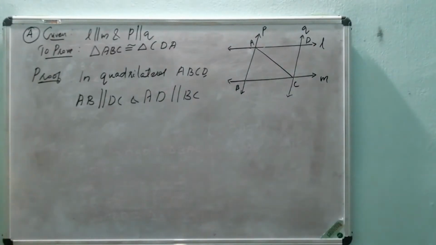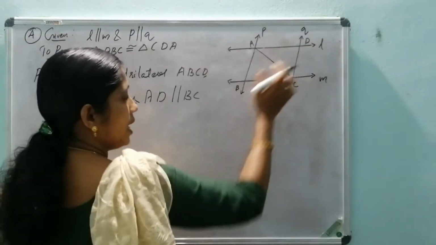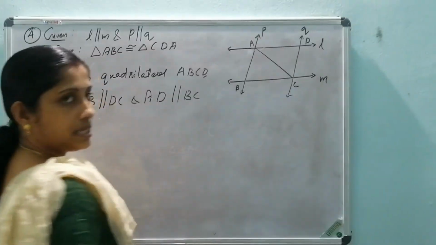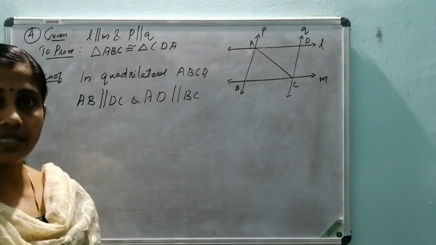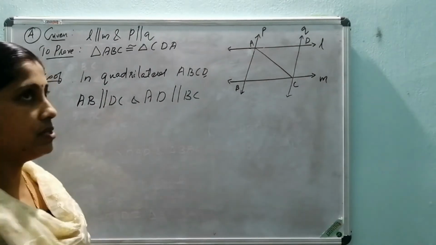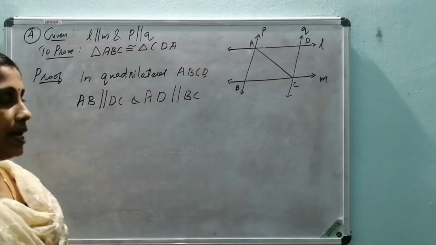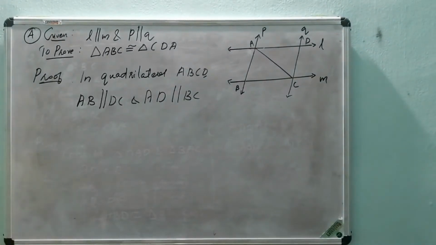AB parallel to DC and AD parallel to BC. Look here, these two lines are parallel and these two lines are parallel. So what can we say about that quadrilateral? That quadrilateral is a parallelogram, since both pairs of sides are parallel to each other. So we can say that the figure is a parallelogram.